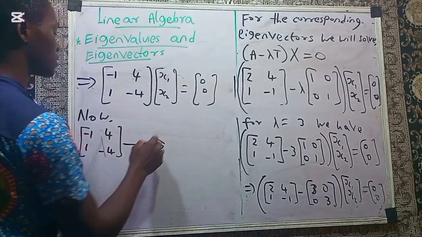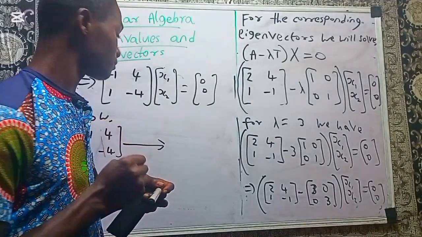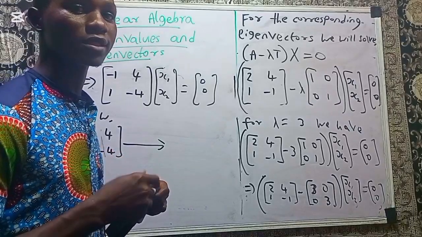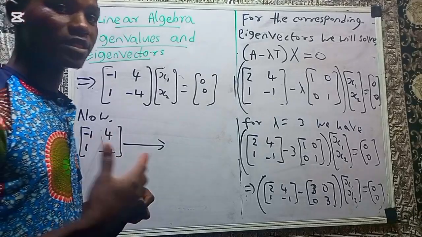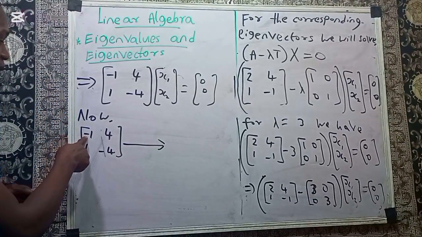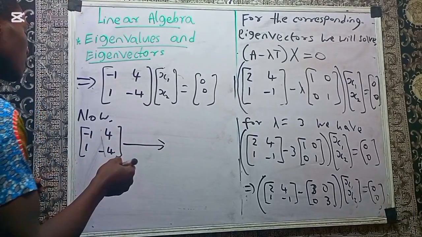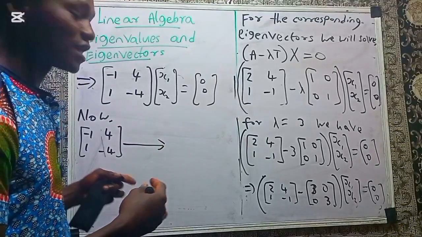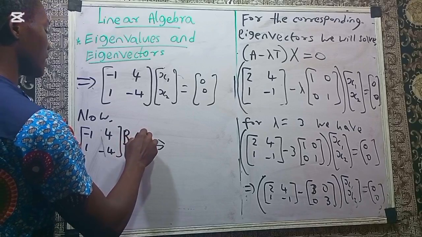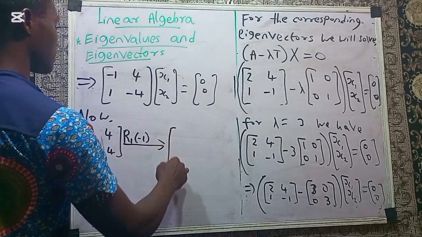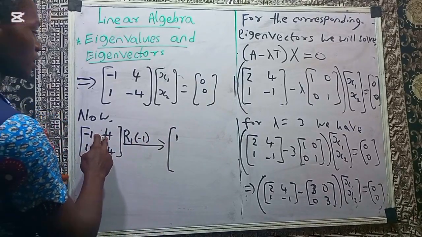So in the reduction process, I will make the first non-zero number in a row, which we call the leading entry of that row, to be positive 1, so that our equation will be easier to solve. The first non-zero number in this first row is this negative 1. So I will make it positive 1. If I multiply this negative 1 by negative 1, it will be positive 1. So I'll have row 1 multiplied by negative 1. Let's carry out the operation. Negative 1 multiplied by negative 1 is positive 1. Positive 4 multiplied by negative 1 is negative 4.